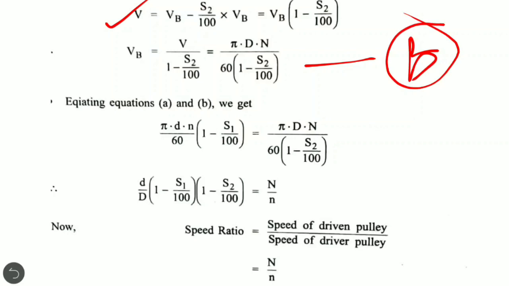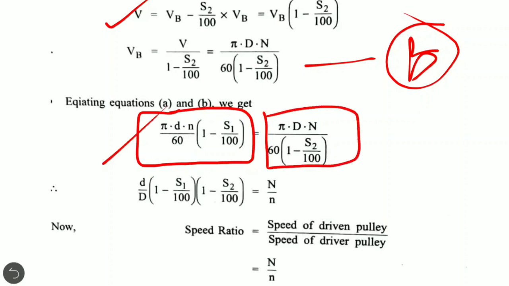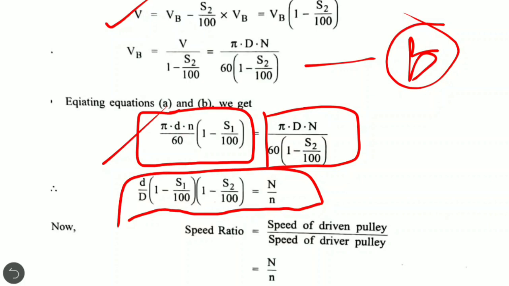Now, if I equate the 1 and 2 velocity, that is VB of the smaller as well as the bigger pulley, by equating this I will get pi dn divided by 60 in bracket 1 minus S1 by 100, equation 1, and this is equation 2. After equating it, I will get directly d by D, that is smaller pulley divided by bigger pulley, in bracket 1 minus S1 by 100 into 1 minus S2 by 100, is equal to the RPM of the bigger pulley divided by the RPM of the smaller pulley, correct. So, this will be the ratio we will get from the equation.